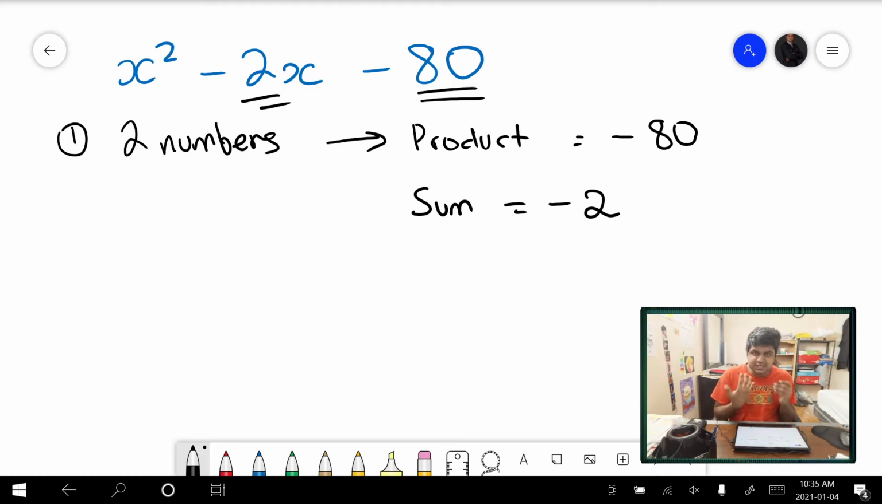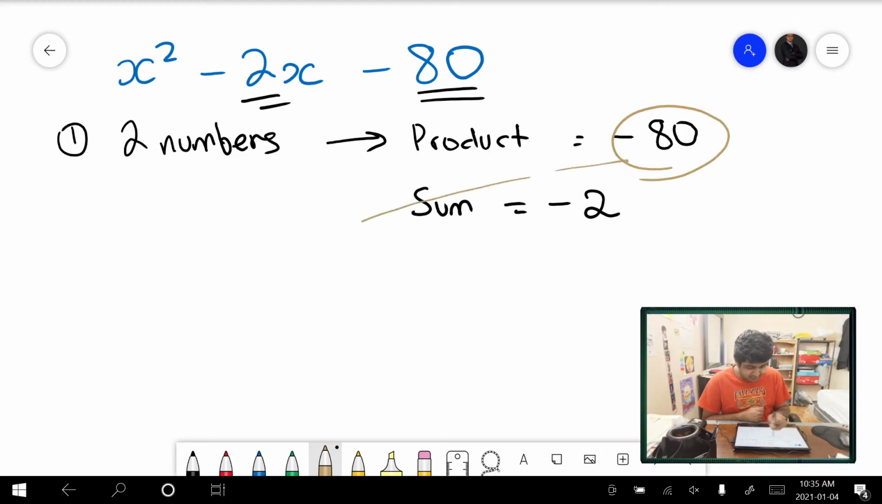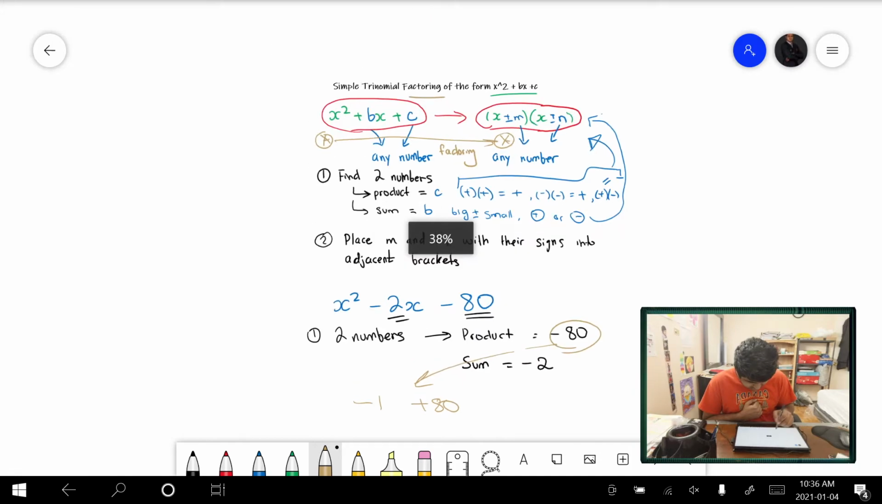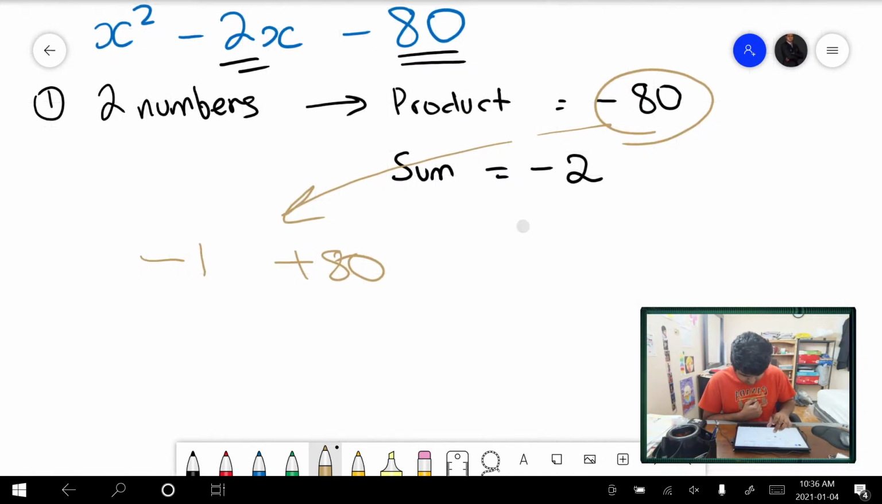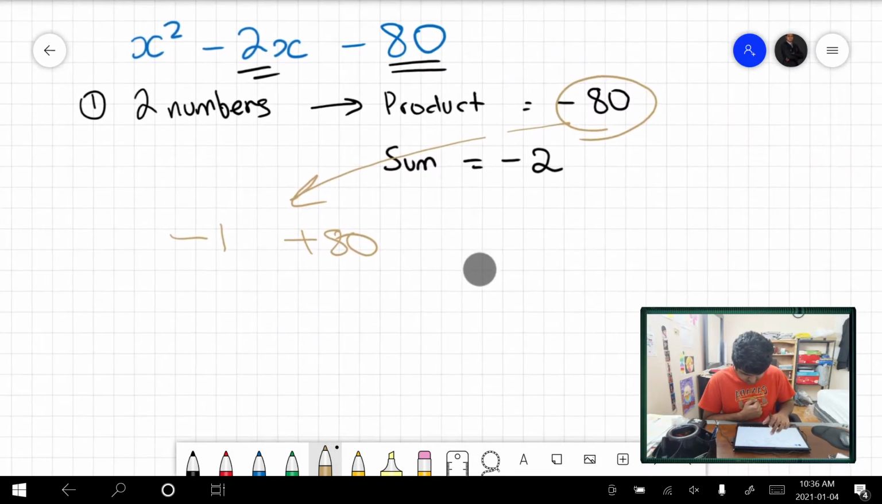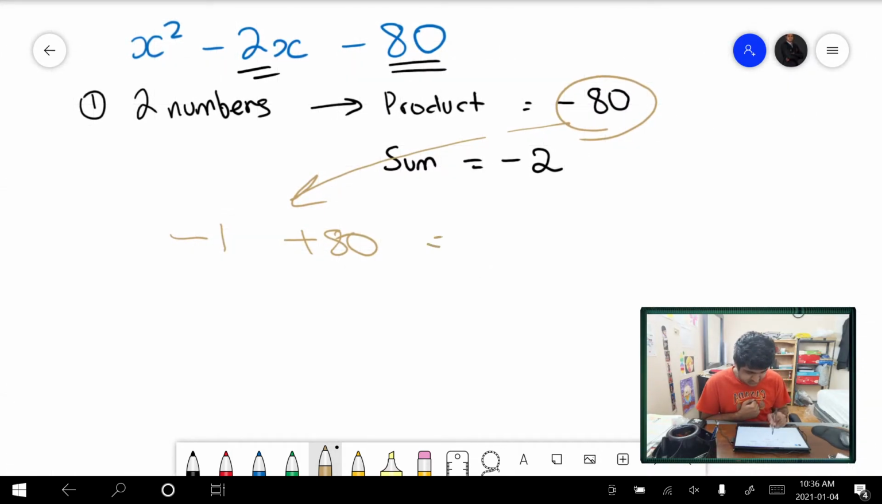Let's think about two numbers that satisfy this criteria. What's easy is that we can go off the factor set of negative 80. What two numbers do we know multiply to create negative 80? Well, we have negative 1 and positive 80. That's not going to work, because obviously if we find the sum, we get a sum of 79.